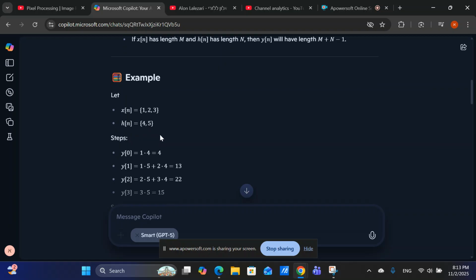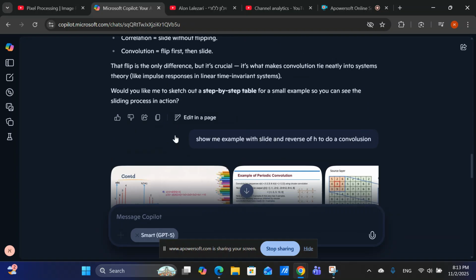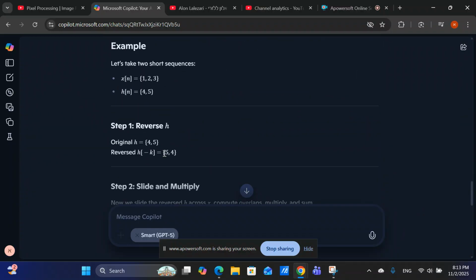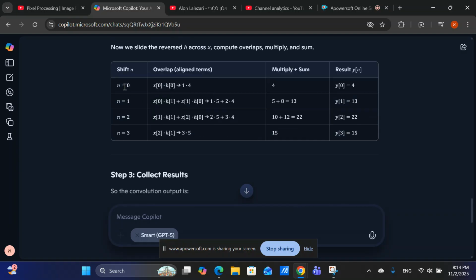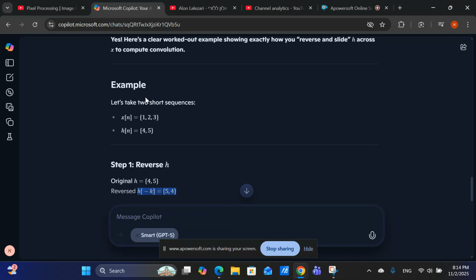Instead of looking at h like this, look at h like this. Instead of 4, 5, look at it as 5, 4. And now slide it on x. Namely, think of it as this one coming from this side. So we start with 1 and 4. This is the first one for y[0], let's call it. So 1 times 4.